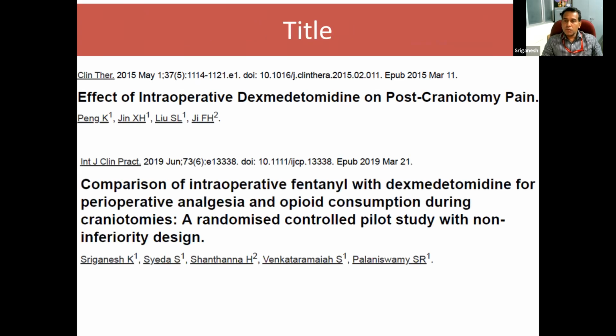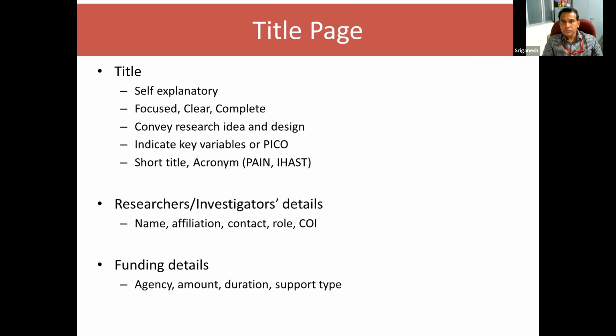But if your title is more refined and more informative, such as this: comparison of intraoperative fentanyl with dexmedetomidine for perioperative analgesia and opioid consumption during craniotomies, here you know what your study population is, what the intervention is, what the comparator is, and what outcomes you are studying. You also inform additionally what the study design is. Here it is a randomized controlled pilot study, etc.